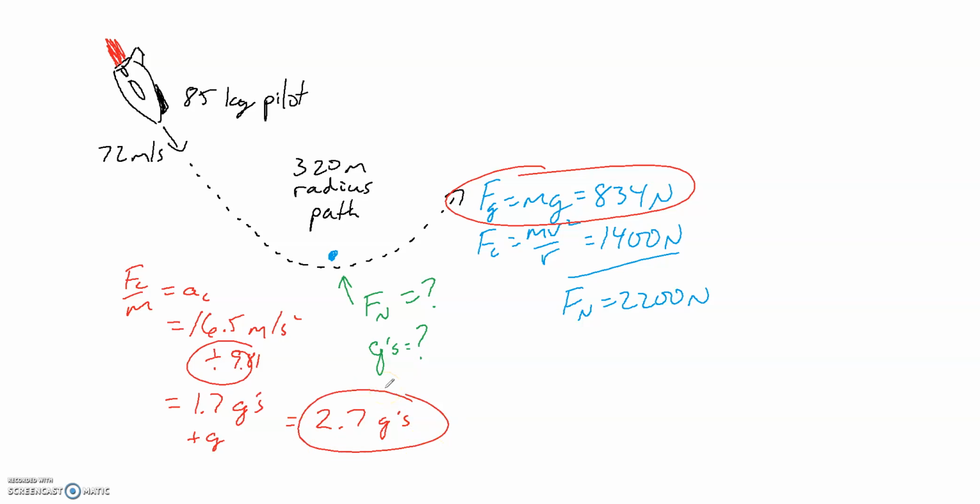You could have also done this by going directly to the total force acting on him. If you take that 2200 and divide by his mass, you'll also get around 2.7 G's. So it doesn't really make any difference how you go about doing it. You can find the total acceleration acting on his body, divide by 9.81, and then compare that in terms of G's.